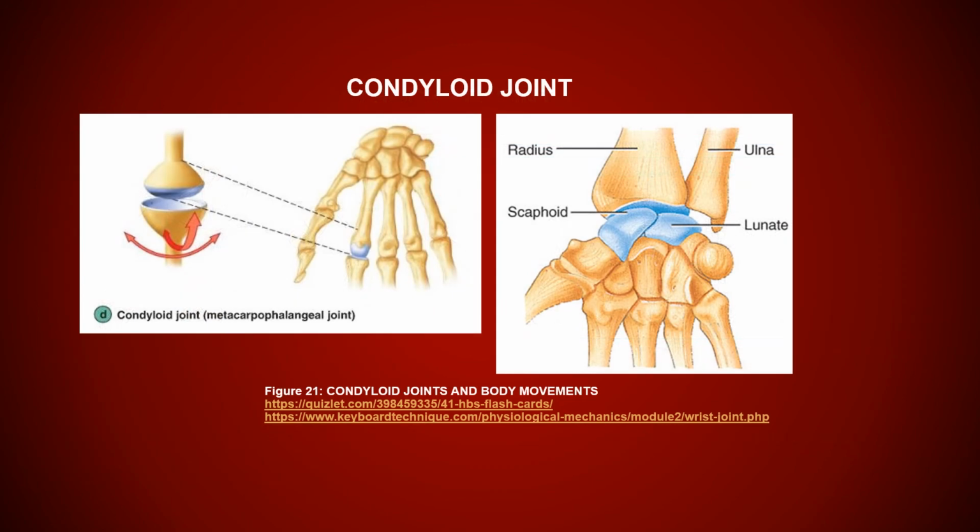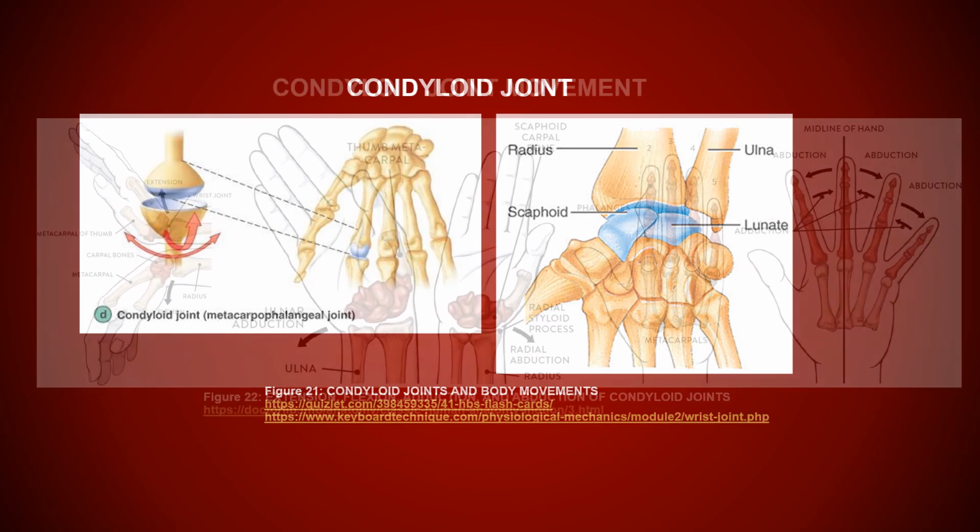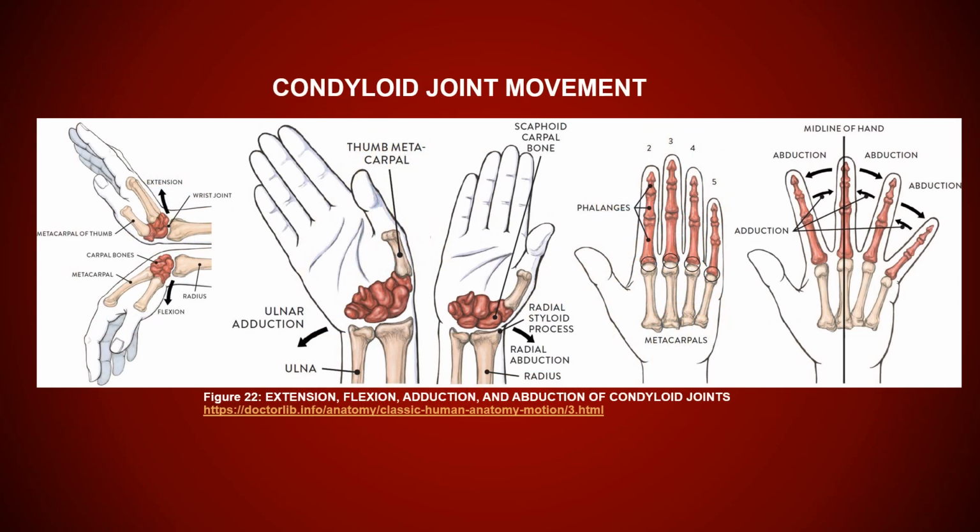The condyloid joint is found between the metacarpal bones and the phalanges of the hand, and in the wrist between the lower end of the radius bone of the lower arm and 3 carpal bones. The condyloid joint produces flexion and extension of the hand at the wrist, ulnar adduction and radial abduction of the hand at the wrist, and abduction and adduction of the fingers.